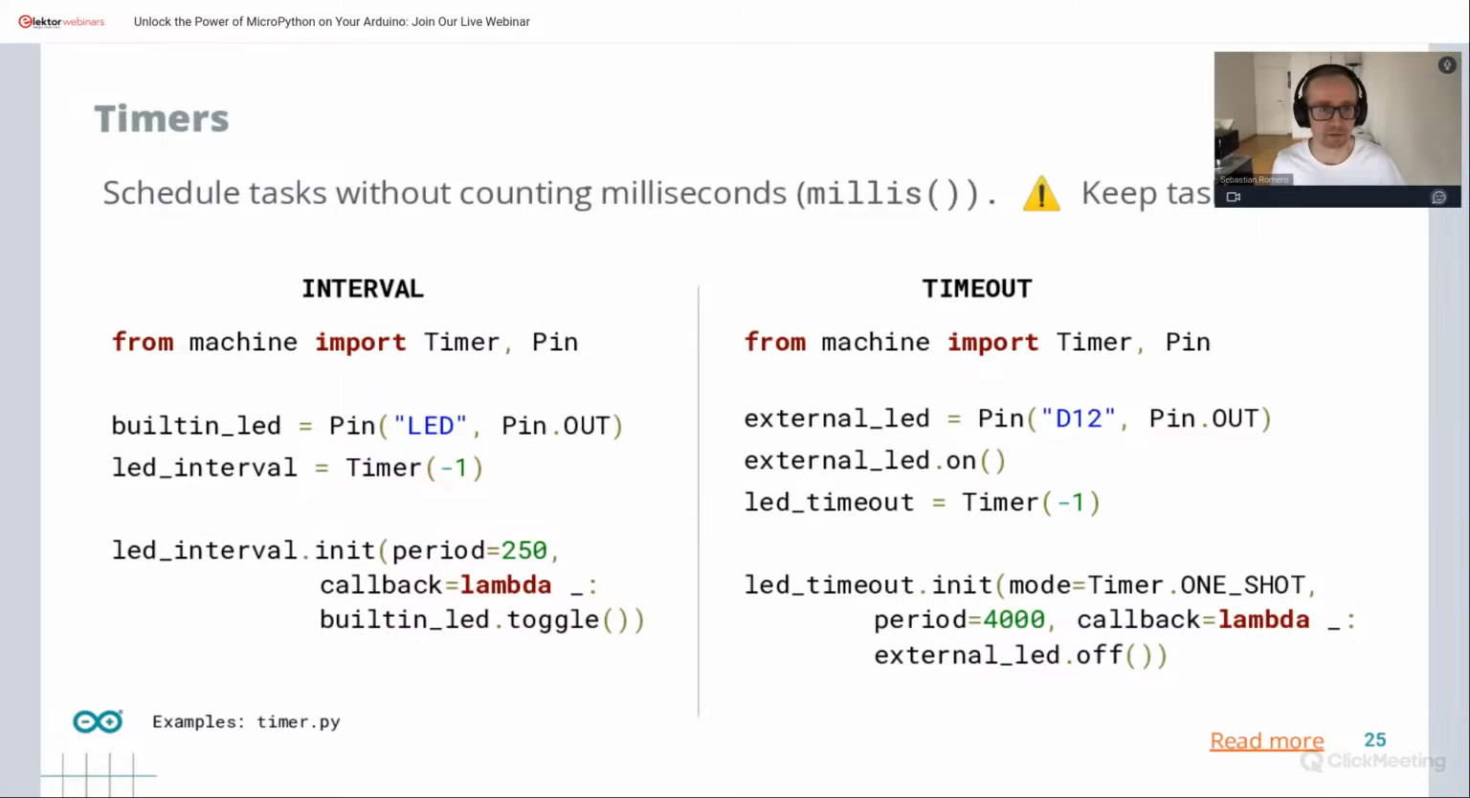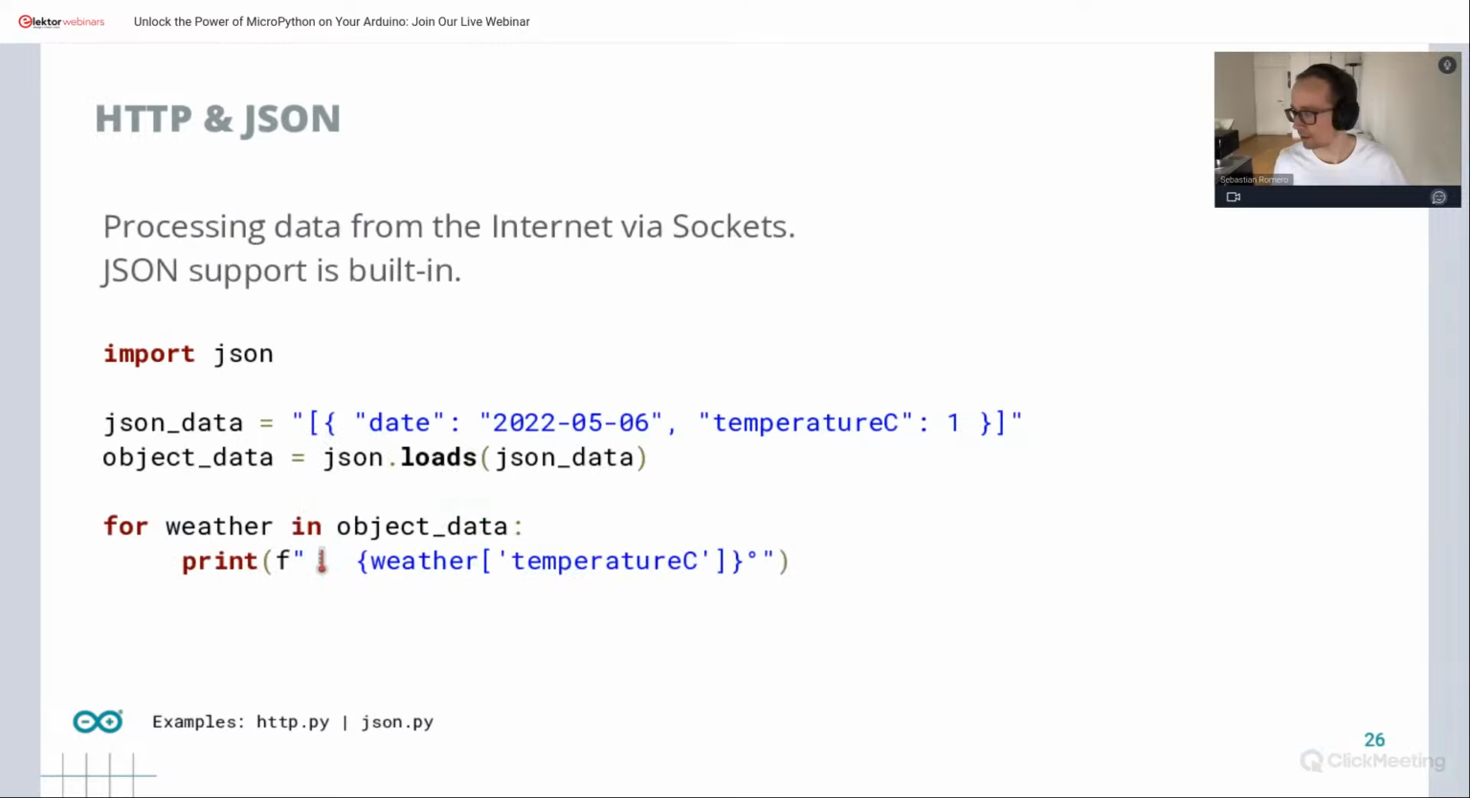Other than that, they're super useful. Then that's something that I have to mention, because I said that MicroPython lends itself to Internet of Things applications. And one reason, in my opinion, is that it has built-in JSON support. And also there's this socket class that you can use to actually fetch data from the internet.